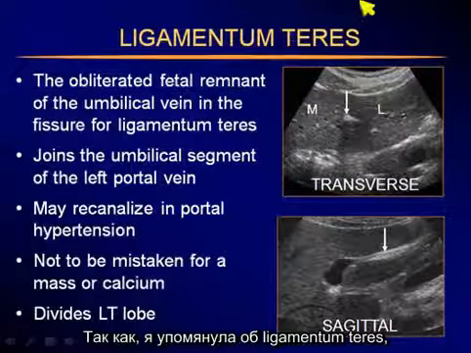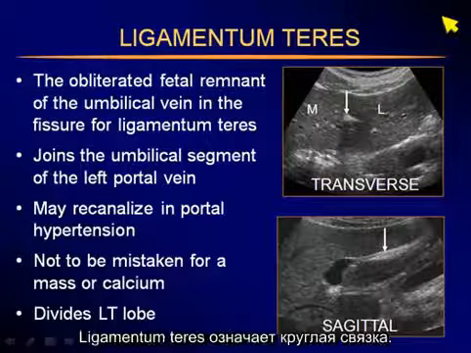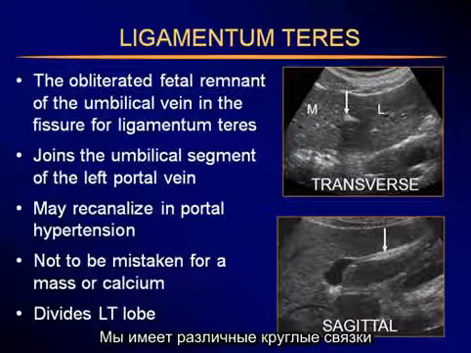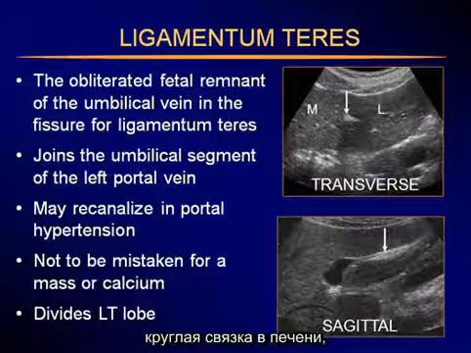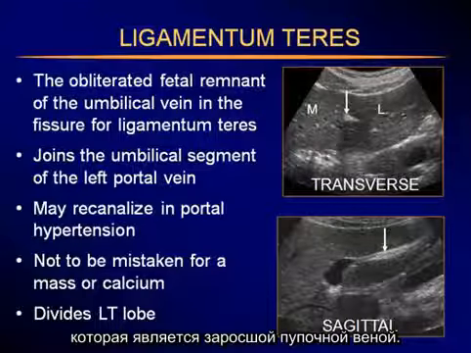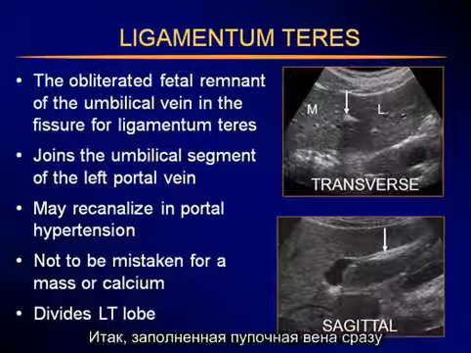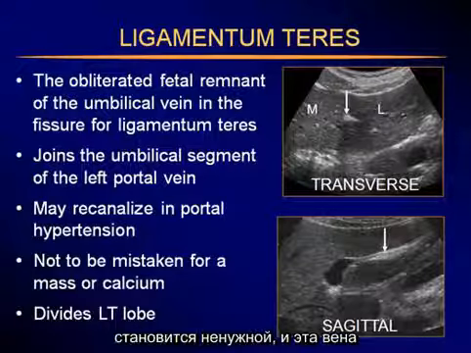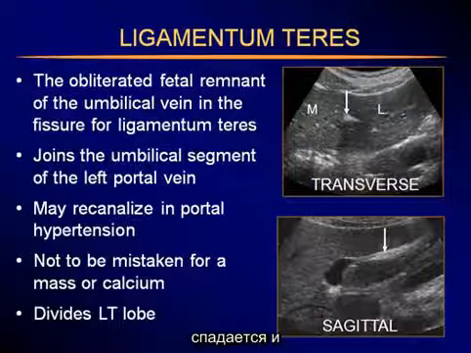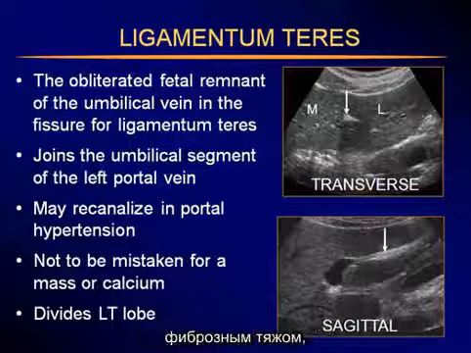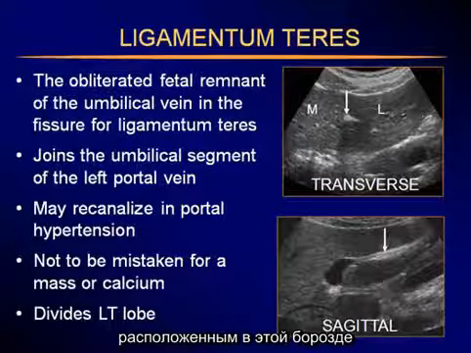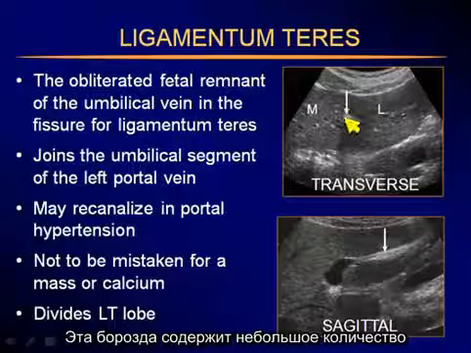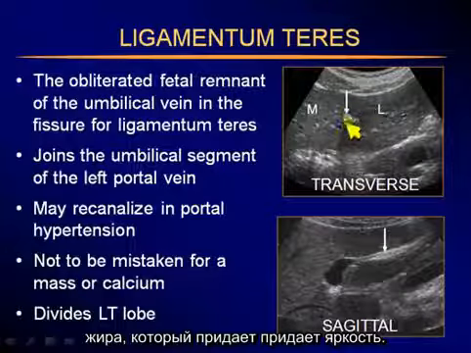Now, since I mentioned ligamentum teres, let's talk about that. Ligamentum teres means round ligament. We have different round ligaments in our body, but this is the round ligament in the liver, which is the obliterated fetal remnant of the umbilical vein. So the fetal umbilical vein, once the fetus is born, there's no need for that vein, so the vein clamps down and becomes almost like a thick, fibrous kind of cord located within the fissure for ligamentum teres. So the fissure has a little fat in it. That's what gives us bright reflectivity.